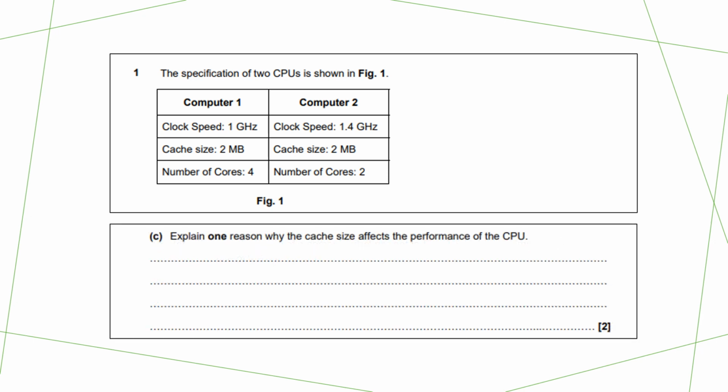The same scenario continues for 1C. It says, explain one reason why the cache size affects the performance of the CPU. So we really need to think about why the cache size would affect the performance of the CPU. What exactly is cache? What are some features of cache and why would they affect the performance? This is an explain question, so we need to make 2 points in our answer and it needs to be written as a full sentence. So have a go at answering this question. Make sure again that you label it 1C, so when you're checking your marks you can easily find your answer.